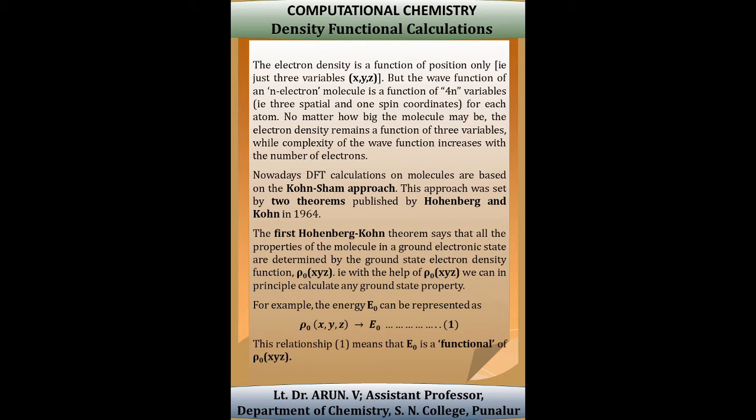For example, the ground state energy E0 can be represented as, or it varies as rho 0 xyz. That is, rho 0 xyz gives E0. This relationship, that is rho 0 xyz gives E0, means that E0 is a functional of rho 0 xyz.